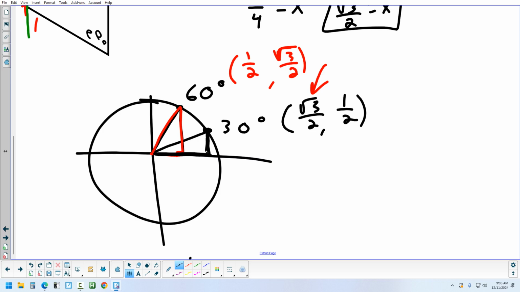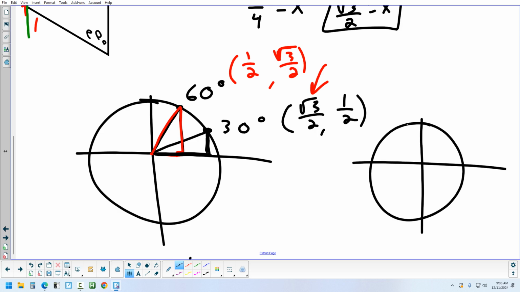Okay, the short side is always going to be across from the smallest angle. Smallest side, smallest angle. Bigger leg, bigger angle. All right, so the 30, the side across from the 30 is always the shorter side, and that's the 1/2. The side across from the 60 is always the long side. That's the root 3 over 2.